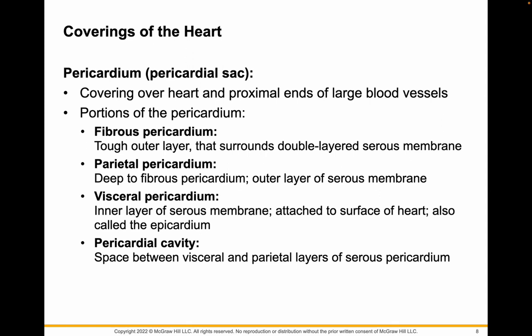Right deep to that fibrous pericardium, you have the parietal pericardium. Now, parietal and visceral should be very familiar to you if you've already had Anatomy 1. And if you haven't had Anatomy 1, you're in the wrong class, okay? Parietal and visceral are serous membranes that line cavities in the body. The parietal is going to be on the cavity, and the visceral is going to be on the organ itself, no matter if you're talking about the lungs or the intestines, or in this case, the heart.